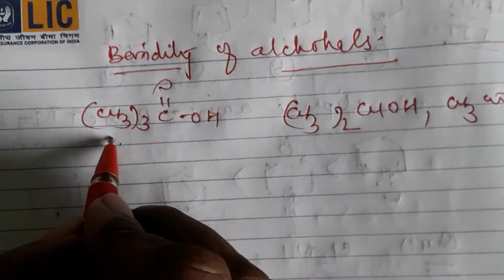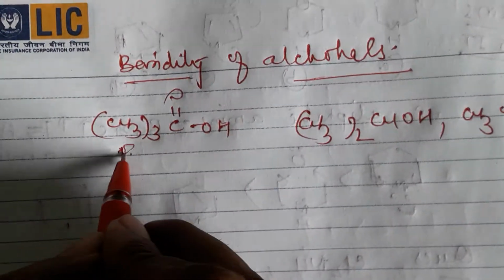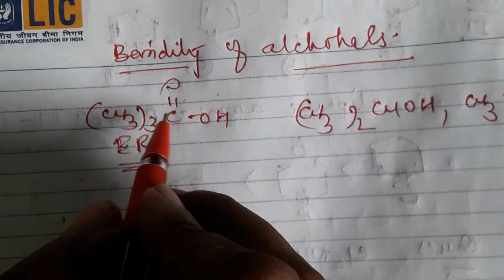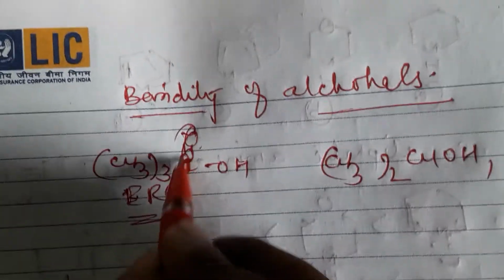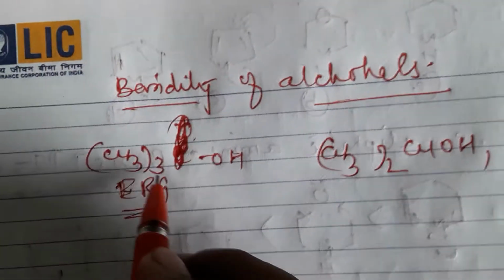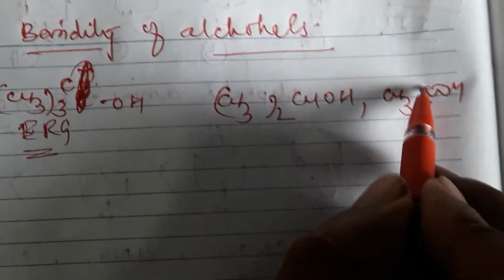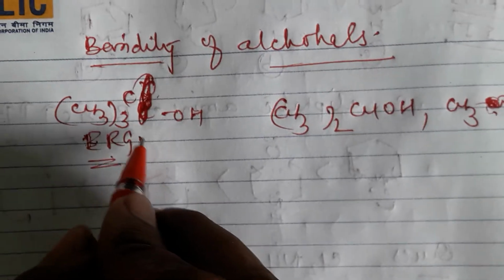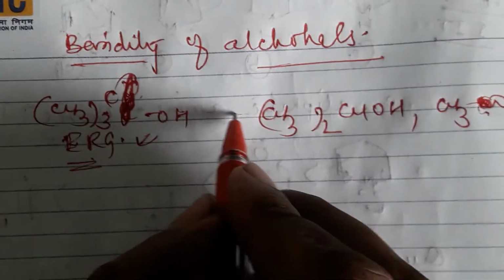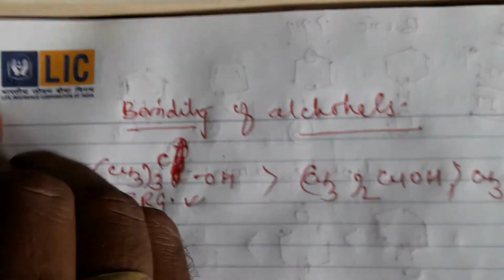I have mentioned the two formulas. An electron releasing group increases the basicity of alcohols. Sorry, the one I wrote earlier is a carboxylic acid, sorry for that. Here, (CH3)3COH, then CH3OH. In this, the electron releasing group increases the basic strength, so it will be much more basic. It is also a very important question.